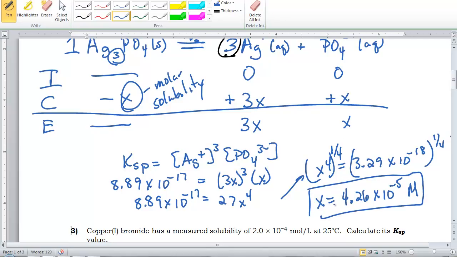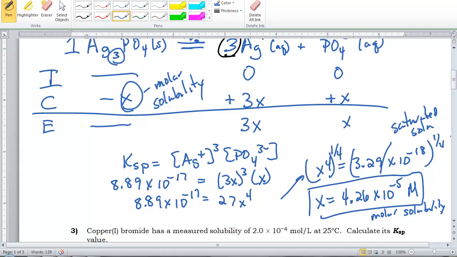How much of that salt dissolves in moles per liter? And you can see it's pretty small. That's the highest concentration, what we would call a saturated solution. That's the highest concentration at room temperature that we could make, 10 to the negative fifth molar. This is the molar solubility. Okay?